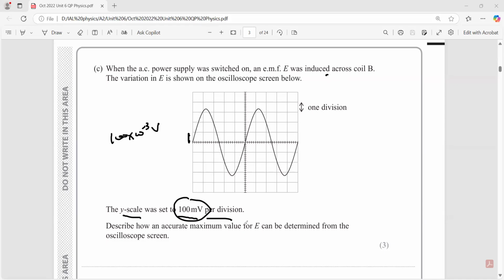Describe how an accurate maximum value of E can be determined from the oscilloscope screen. So how can we determine the maximum accurate value, like maximum voltage? What we simply do is count the number of divisions, because measuring a longer distance will reduce the uncertainty. Sometimes it gives a value like 50 plus minus 5.